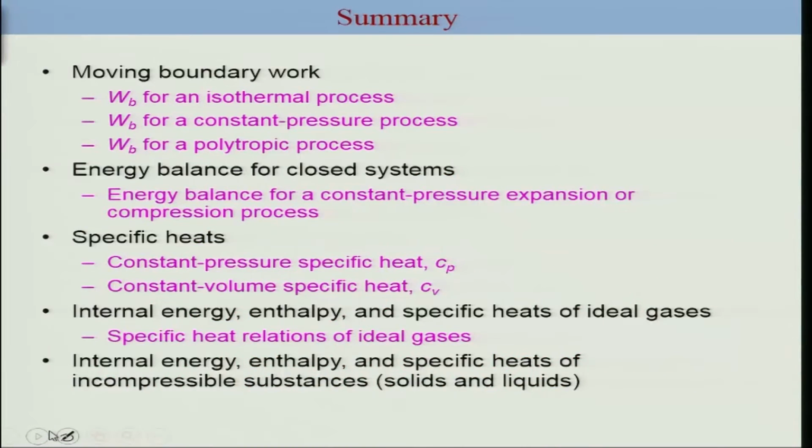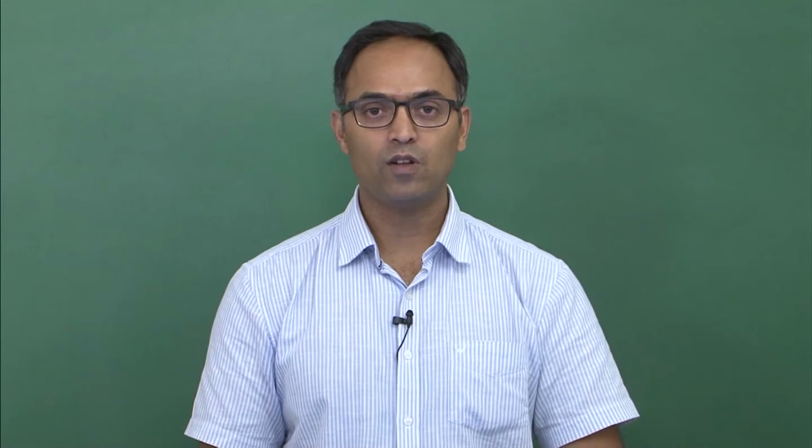Let me summarize this particular module. We described boundary work for different processes, which was the initial part of this module. Then we looked into the energy balance for closed systems. Then we described specific heat for an ideal gas, one at constant pressure and one at constant volume, and we related the Cp and Cv values through the relation for an ideal gas. Then we mentioned that Cp and Cv are constant for an incompressible substance, and later we solved an example.